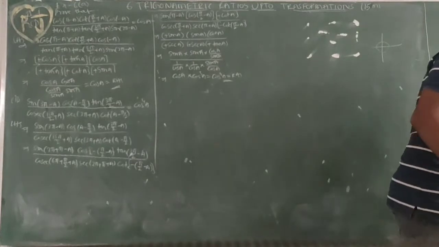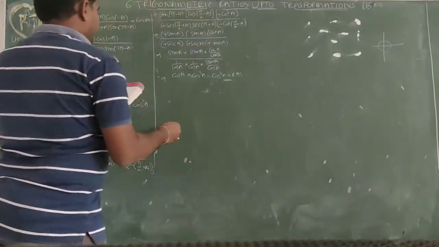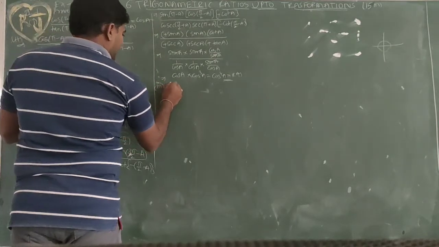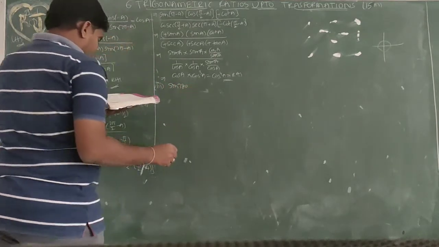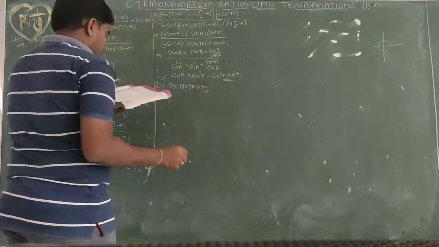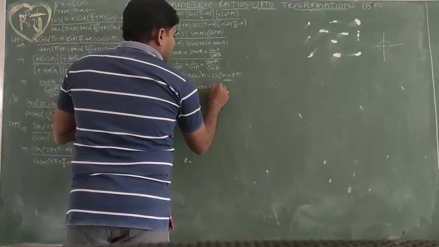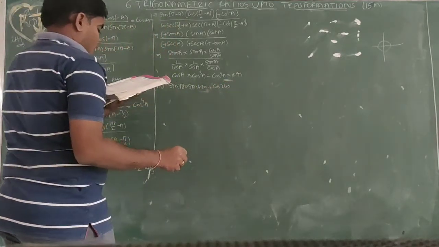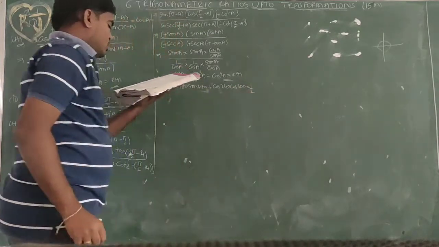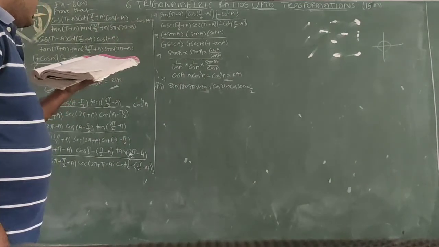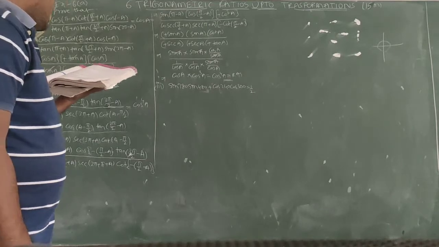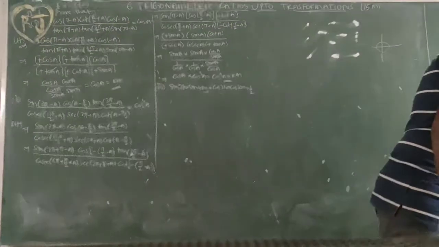Next, question number 3, the third one. sin 780 sin 480 plus cos 240 cos 300 equal to 1 by 2. We need to prove it is equal to 1 by 2.